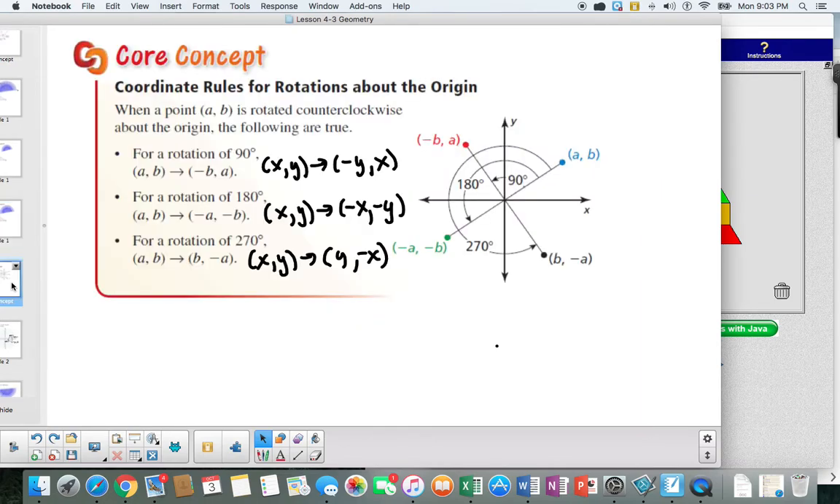All right, let's take a look at the coordinate rules for rotations about the origin. So if we take a point and we rotate it around the origin 90 degrees, this is the rule that we have. For 180 degrees, this is the rule. Notice all it's doing is changing the sign of x and y. And for 270 degrees, this is the rule. Again, we turn counterclockwise unless otherwise stated.